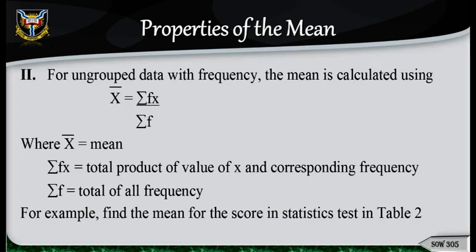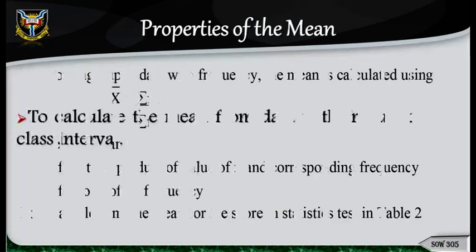2. For ungrouped data with frequency, the mean is calculated using x bar = Σfx over Σf, where x bar is the mean, Σfx equals the total product of the value of x and the corresponding frequency, and Σf equals the total of all frequencies. For example, find the mean for the scores in the statistics test in table 2.